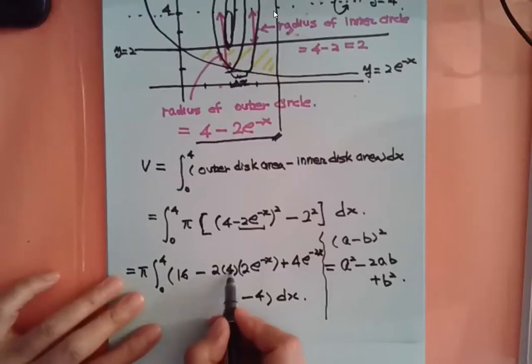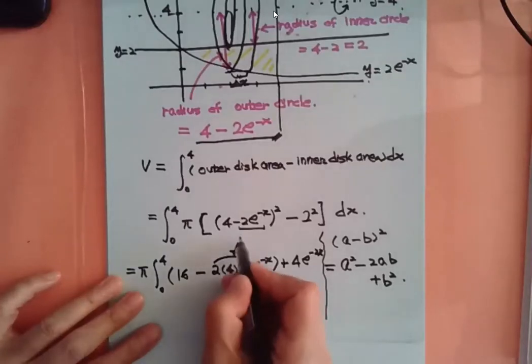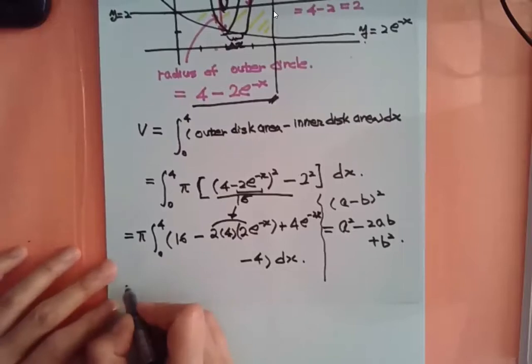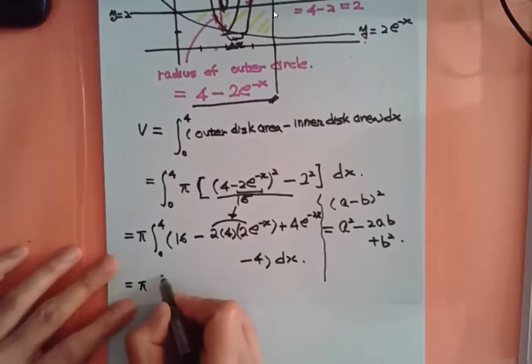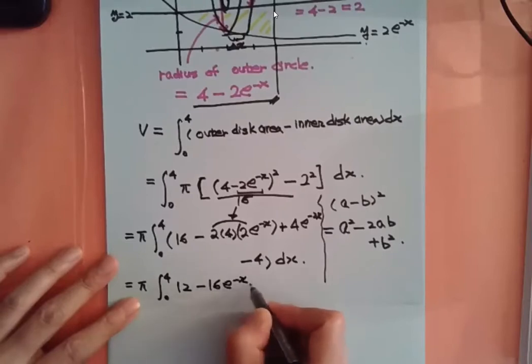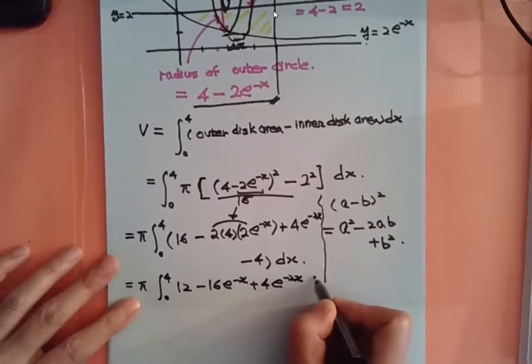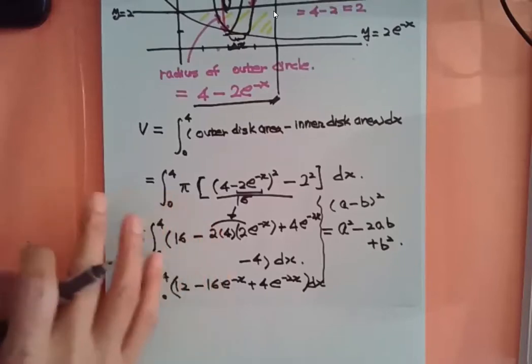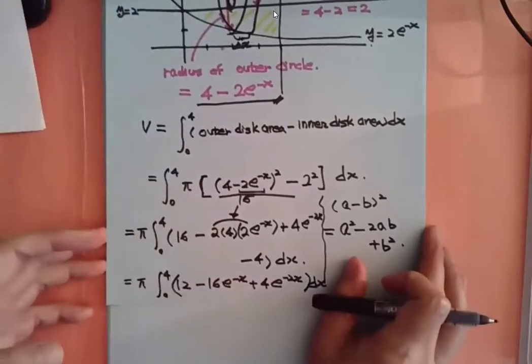So here, 2 times 4 is 8, 8 times 2 is 16. So that is pi times integration 0 to 4, 16 minus 4 is 12, minus 16 e to the minus x, plus 4 times e to the minus 2x, dx. Any questions so far?